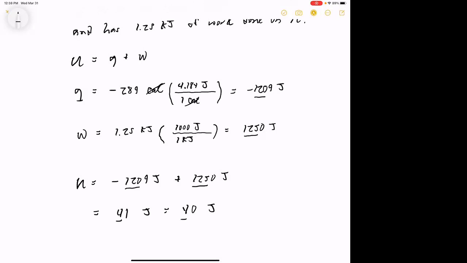So again, it's remembering what those definitions are and remembering sign conventions. In other words, does Q have to be positive or negative? Does W need to be positive or negative? Again, that depends upon whether energy is going into the system or energy is leaving the system in each case. All right, everybody good with that?